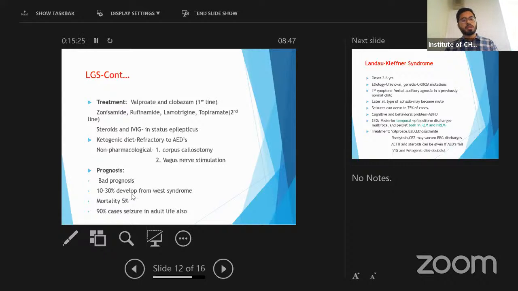Prognosis is usually bad. 10 to 30% can develop from West syndrome. Mortality is 5%, and in 90% of cases, seizures can be seen in adult life also.